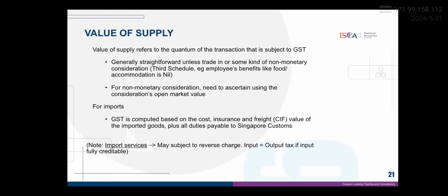And if your business is one that is fully creditable, then the input tax will be equal to the output tax. Okay, when you charge GST to yourself, that's output tax. When you charge yourself, that becomes input tax. If you are fully creditable, the output and input are the same. You have no net impact.